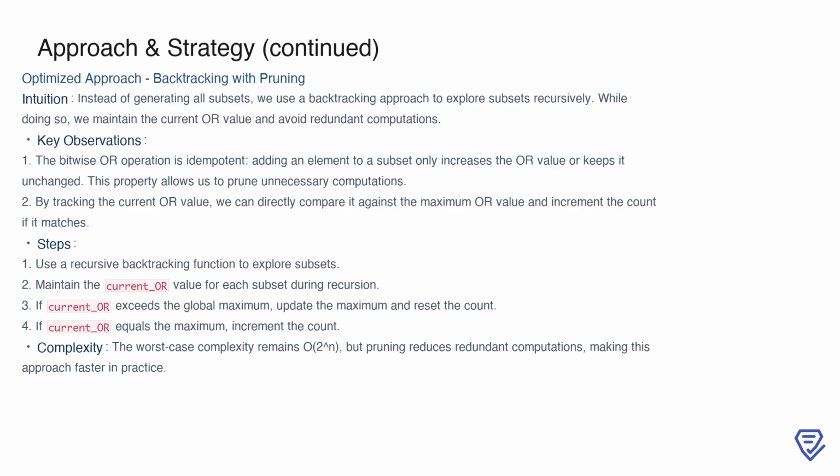While the worst-case complexity can still be 2 to the power of n, the pruning mechanism significantly reduces redundant calculations, making this approach faster in practice. Overall, backtracking strikes a balance between computational efficiency and simplicity.